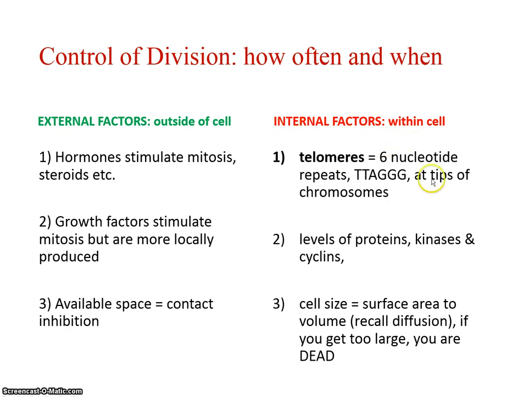Internal factors. Within the cell, there are these things called telomeres, and this is code on the end of the chromosomes, and it's kind of an indicator for how often you can divide. There are levels of proteins that have to be there, a certain amount of these, to allow the cell to divide, and we gave you in the previous slide kinases and cyclins, and of course cell size. The bigger a cell grows, the more likely it is to divide, because if you get too large, you cannot move your molecules efficiently, and you'll die.